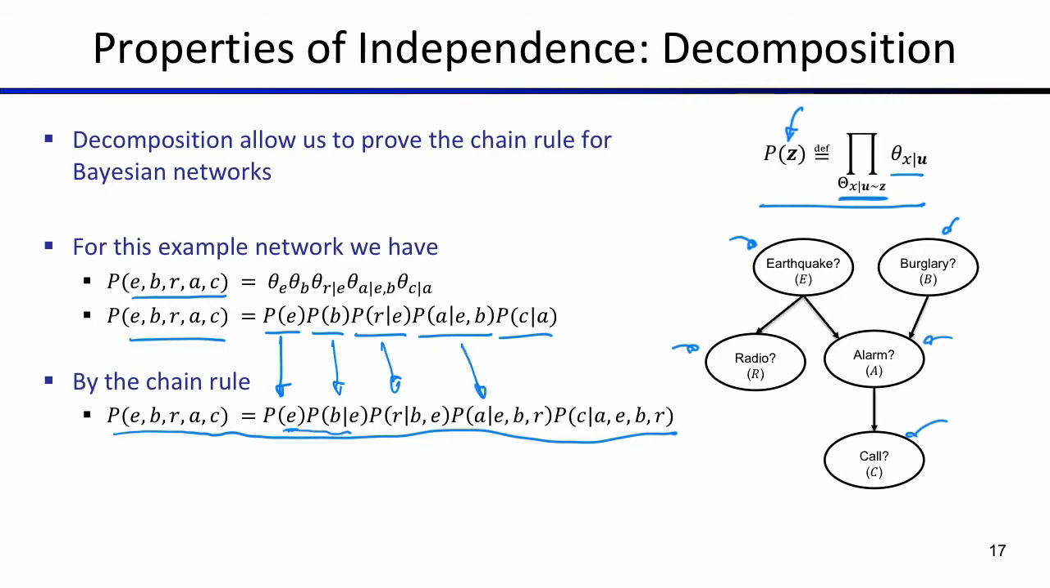So I choose for the next one, that's a, given everything that came before, that is e, b, and r, and we have c given everything that came before. So in order to match those two things, we need to make a few independence assumptions. It's important that those independence assumptions that we are doing are encoded in this graph, in other words, encoded into the Markovian assumptions.